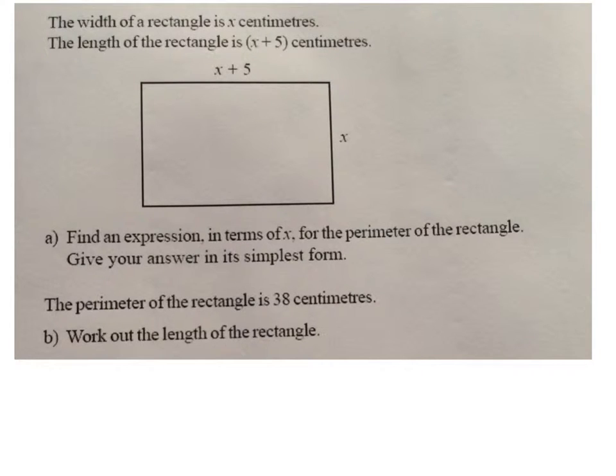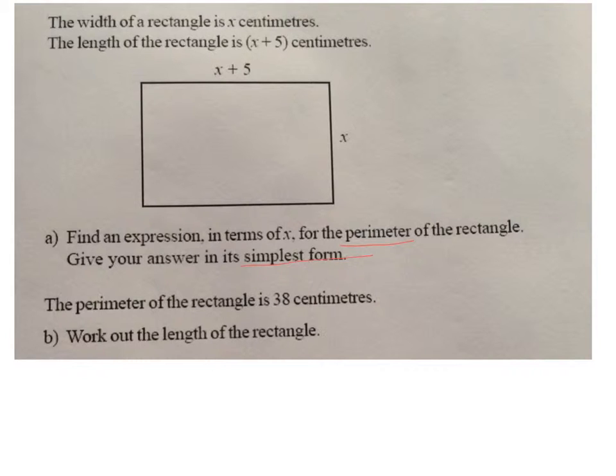Okay, in this question, they said the width of a rectangle is x and the length is x plus 5. They want us to find an expression in terms of x for the perimeter. So they want us to find the perimeter of this rectangle, and they want us to give our answer in the simplest form.